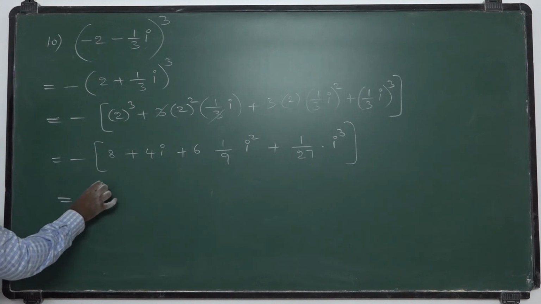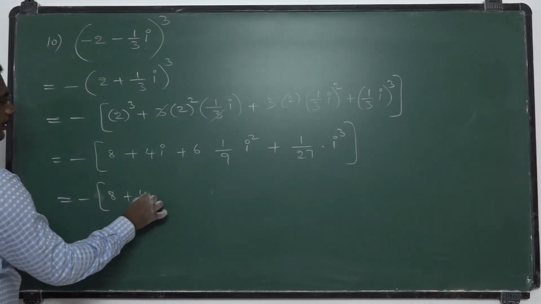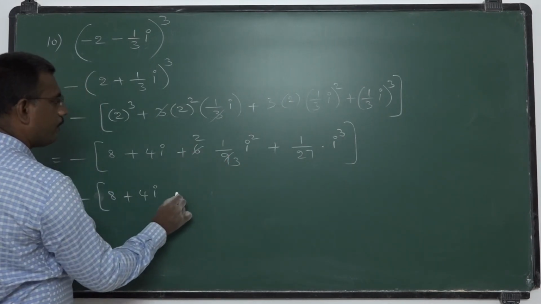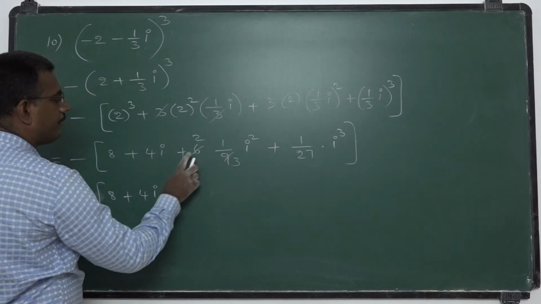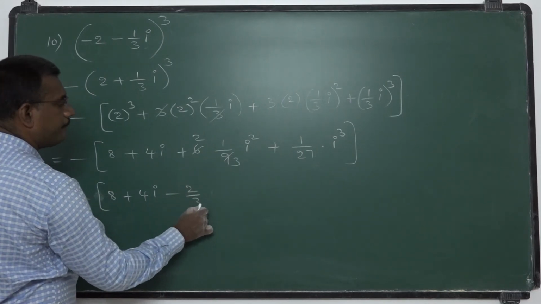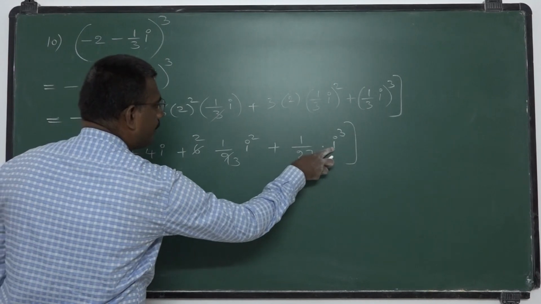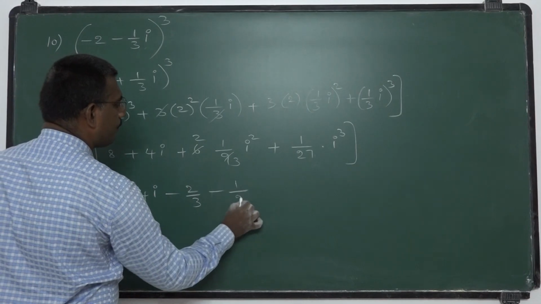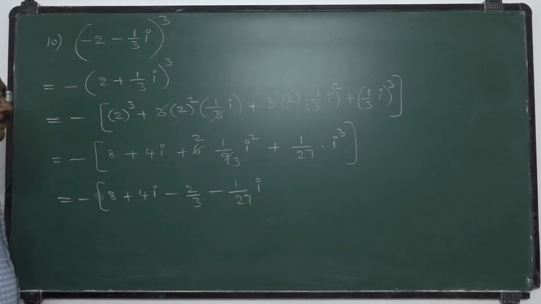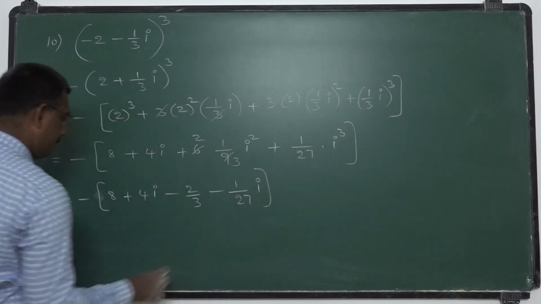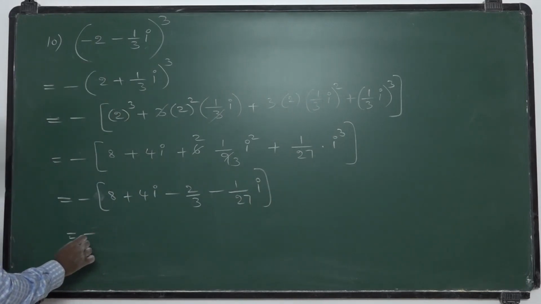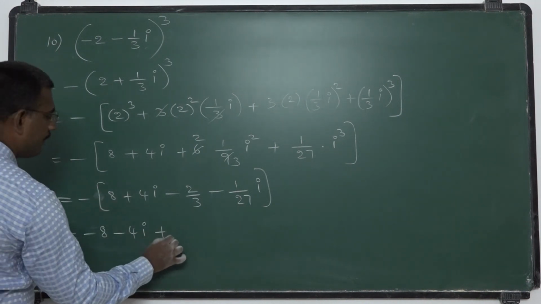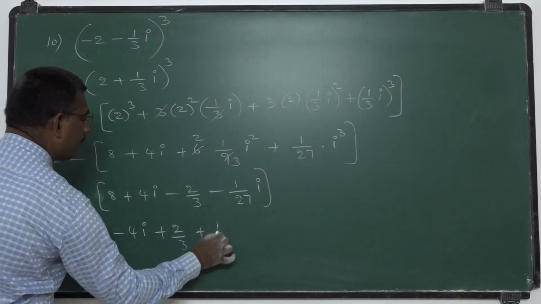So minus of 8 plus 4i, then the 3s cancel: 6 by 9 is 2 by 3. Here i square value is minus 1, so minus 1 into 2 by 3 is minus 2 by 3. And i cube value is minus i, so minus i into 1 by 27 is minus 1 by 27 into i. So that is equal to, multiplying with minus, minus 8 minus 4i plus 2 by 3 plus 1 by 27 into i.